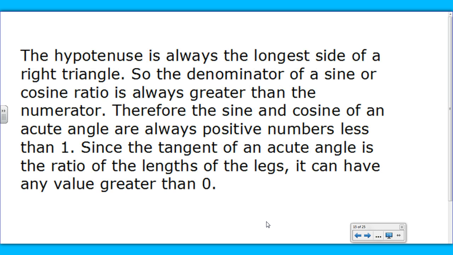The hypotenuse is always the longest side of a right triangle. So the denominator of a sine or cosine ratio, they both have the denominator that is the hypotenuse. It is always greater than the numerator. Therefore, the sine and cosine of an acute angle are always positive numbers less than 1, some proper kind of fraction, right? Since the tangent of an acute angle is the ratio of the lengths of the legs, not including the hypotenuse, it can have any value greater than 0.